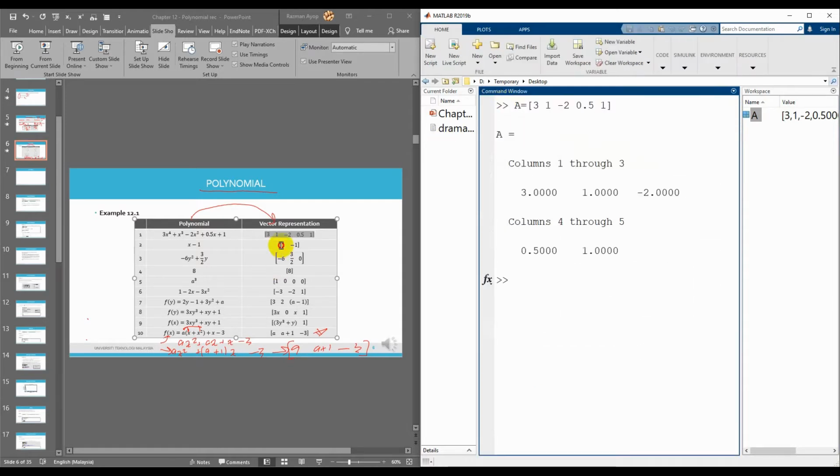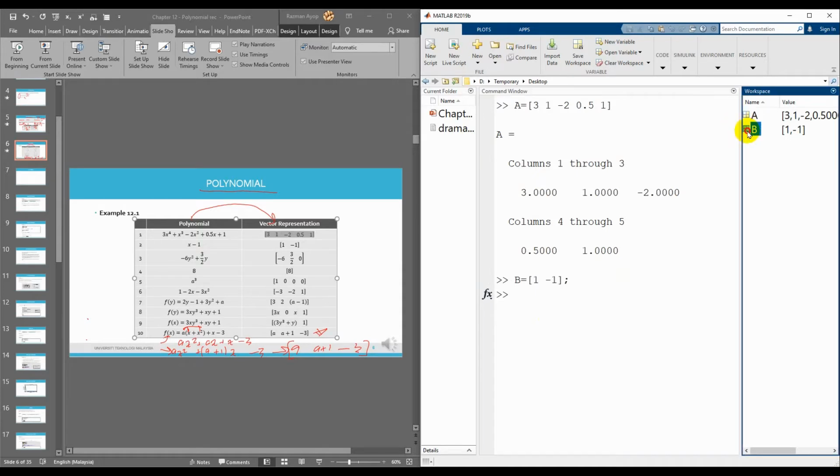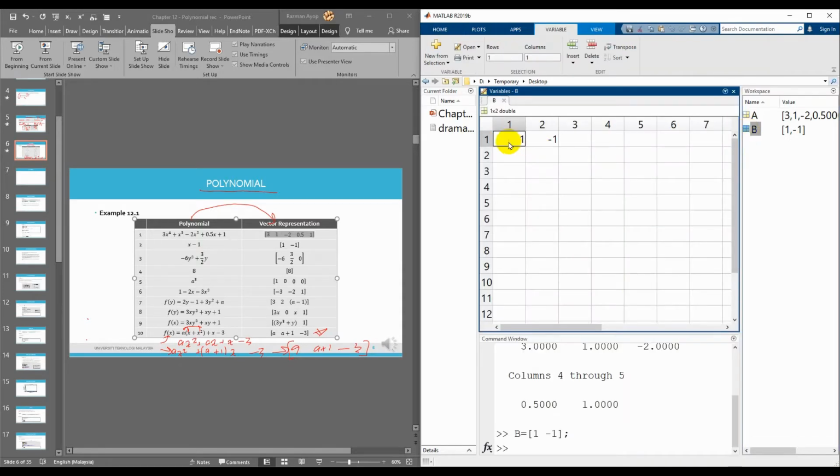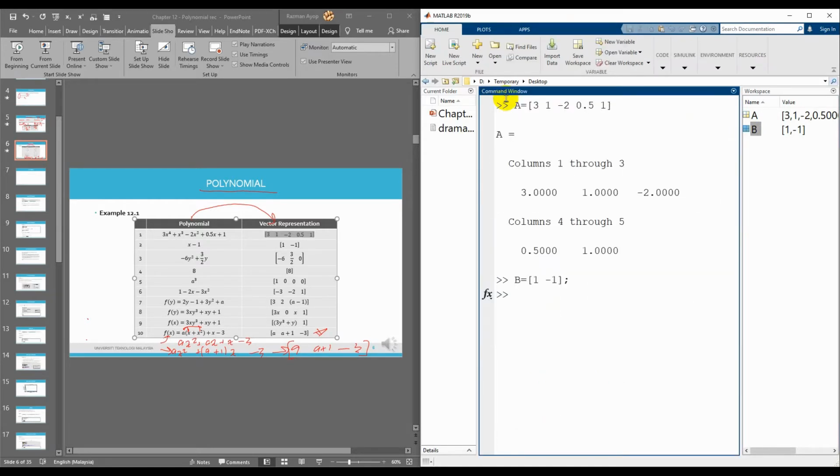Okay, same as here. How to present this? Example b equals to 1 and negative 1. Okay, so you can look here. It will show the polynomial something like this: x power of 1, x power of 0. Okay, that is how you insert this vector inside MATLAB. Basically, it's just the same vector as you learned before in chapter 2.